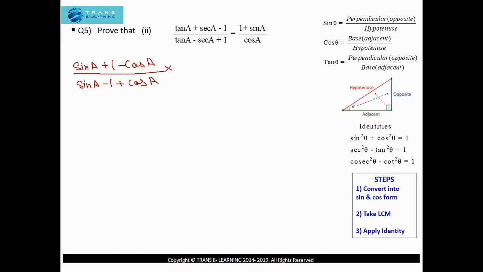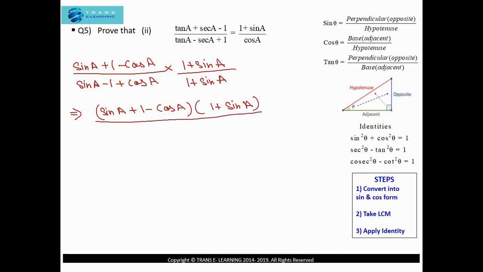Now I'm going to multiply the numerator as well as the denominator with 1 plus sin A, or you can say multiplying and dividing by 1 plus sin A. So here I am writing 1 plus sin A in the numerator and 1 plus sin A in the denominator. So now the numerator will become (sin A plus 1 minus cos A) into (1 plus sin A), and here I am going to multiply these two denominators. Means first of all I'm going to multiply 1 with sin A minus 1 plus cos A. So it will become sin A minus 1 plus cos A.